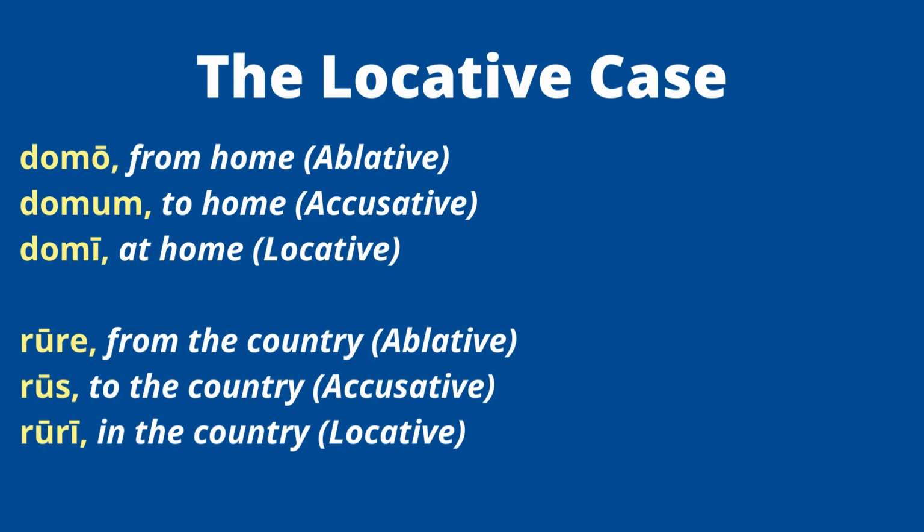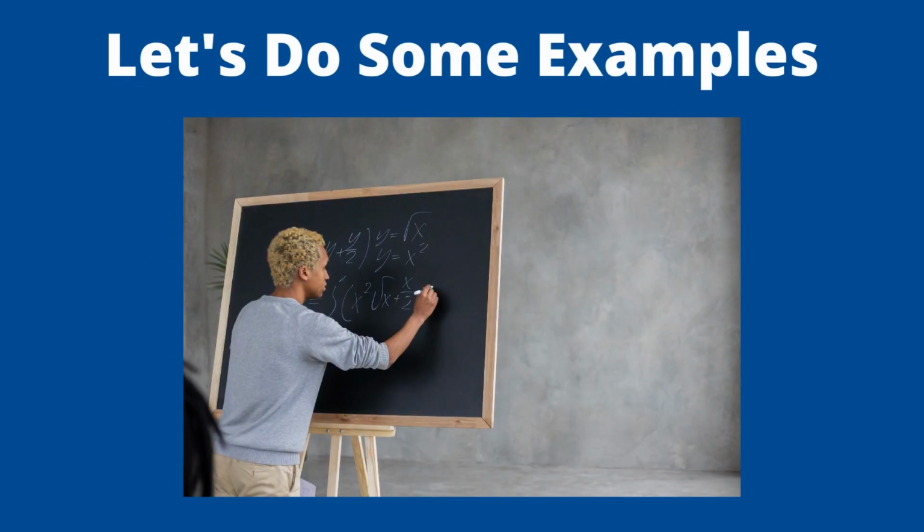Same thing with rus, right? The country, rure, from the country, rus, to the country, and ruri, in the country, right, is locative. So it's something you just have to kind of be aware of, right, when you're dealing with these special words. But you'll be able to figure it out, right? They don't show up too often, and normally you'll catch it in a textbook or whatever you're reading. So here's some examples, all right?